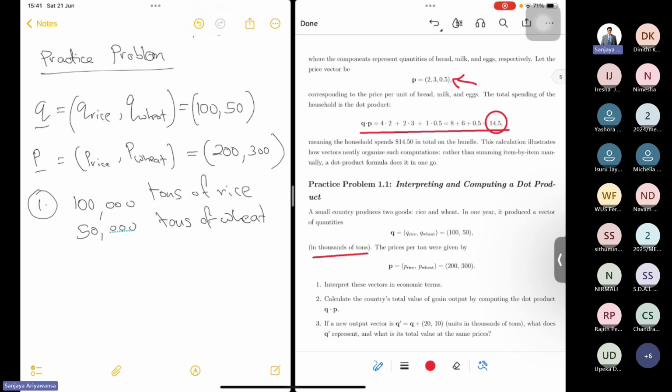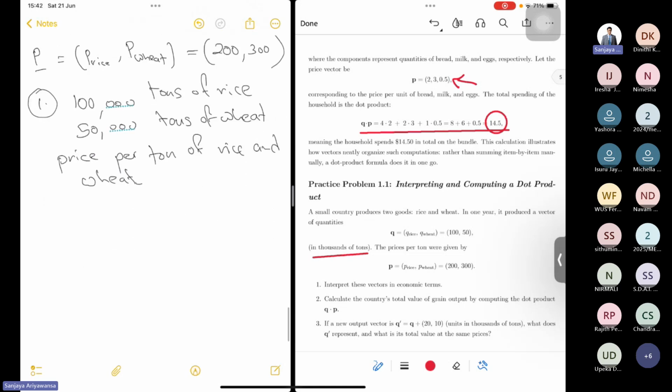And that's quantity. So price is simple. It just lists the price per ton of rice and wheat in dollars. So basically, price is simply per ton. Price is per ton of rice and wheat. So that's the interpretation of these vectors in economic terms.